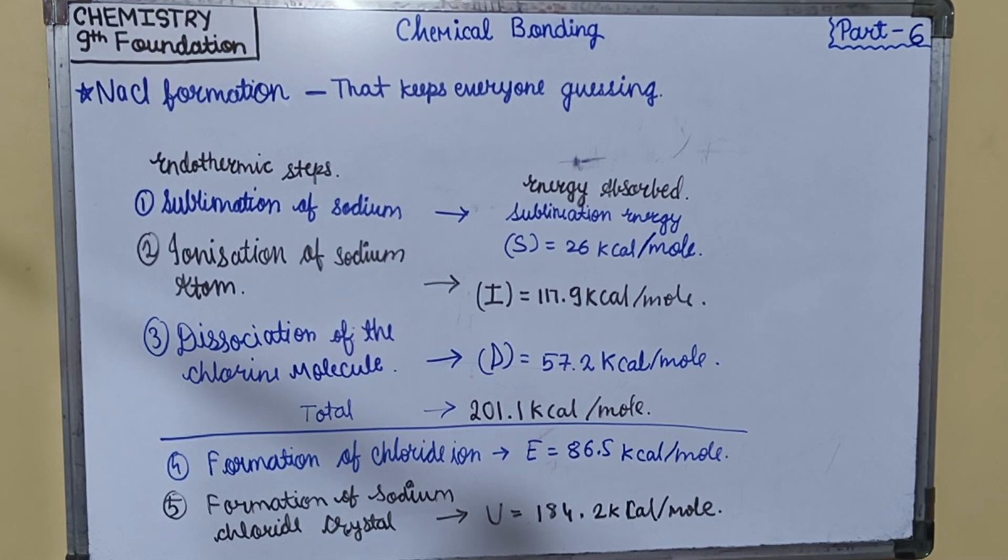The final result can also be represented in a single step, that is Na plus half Cl2 gives NaCl plus 69.6 kilocalorie per mole F, where F is the formation energy. This step is the single step process of formation of NaCl.